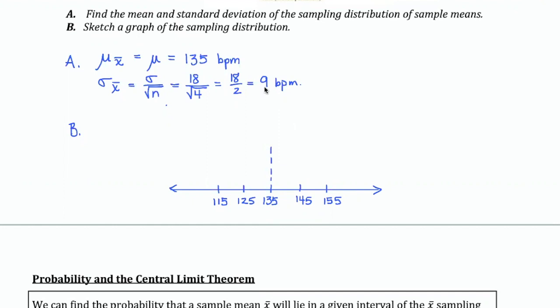And if my standard deviation is 9 beats per minute, again, my curve is going to curve downward until I get to 9 units away, and then it's going to start to curve upward.